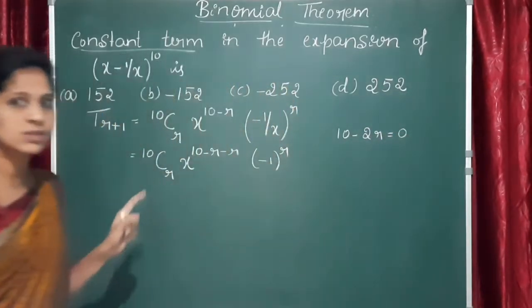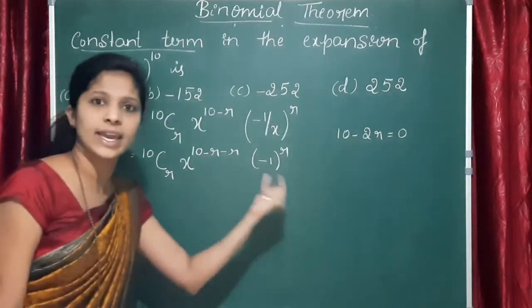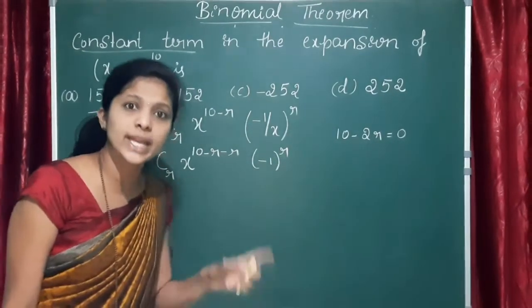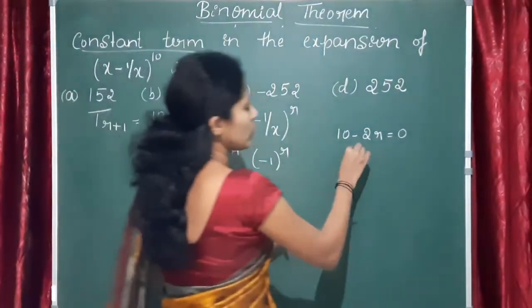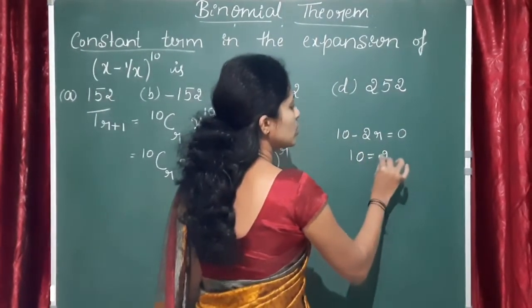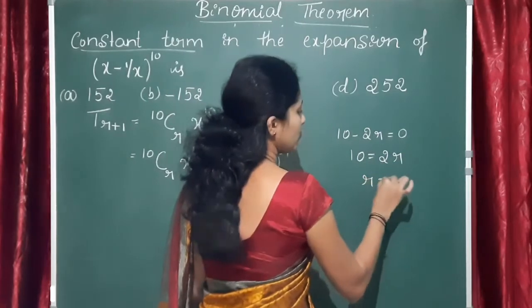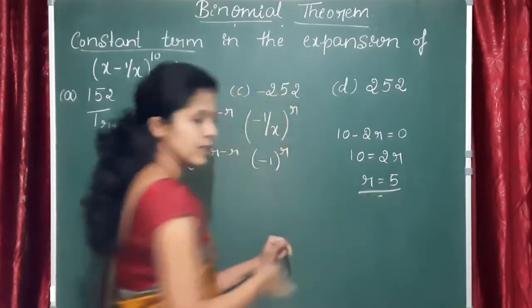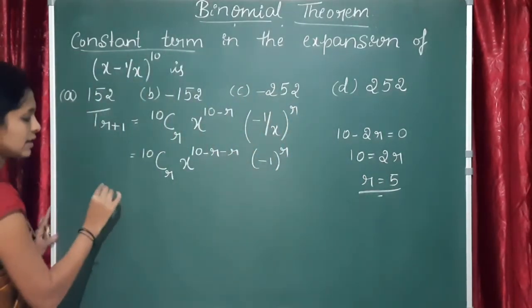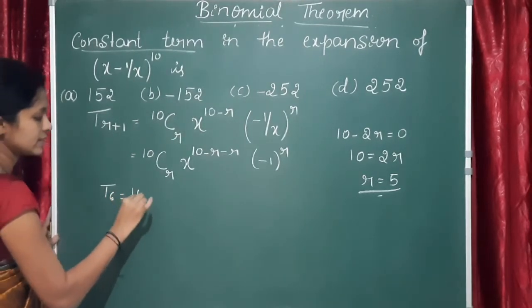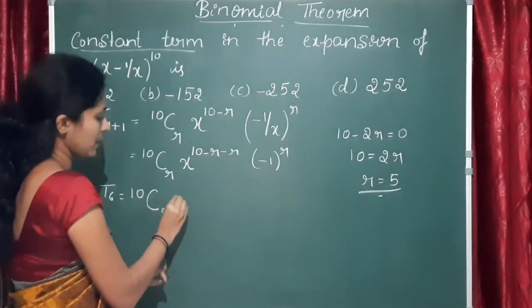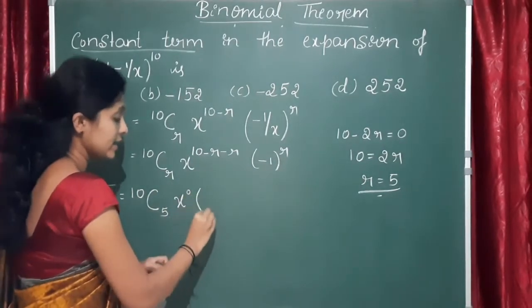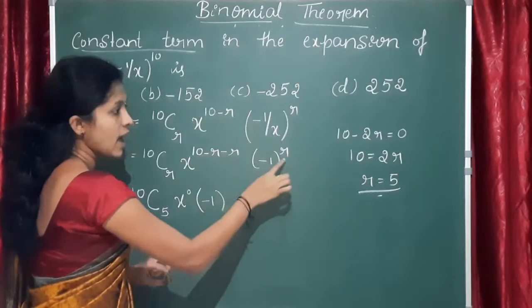Then only we will get the constant term, because we don't want these x terms. The term should be independent of x, or we can say that it is a constant term. So here 10 is equal to 2r, so the value of r is equal to 5. Right? So now if I substitute here, T6 is equal to 10C5, r is 5, x to the power, this is 0, and here (minus 1) to the power r, r is 5.